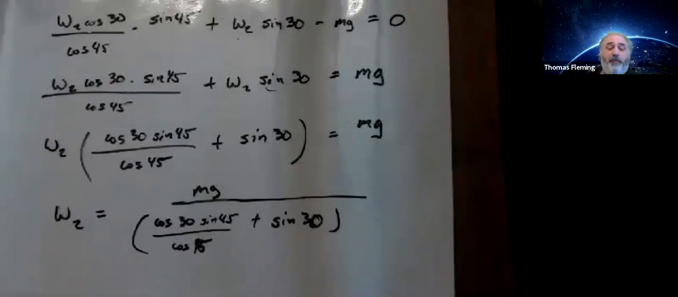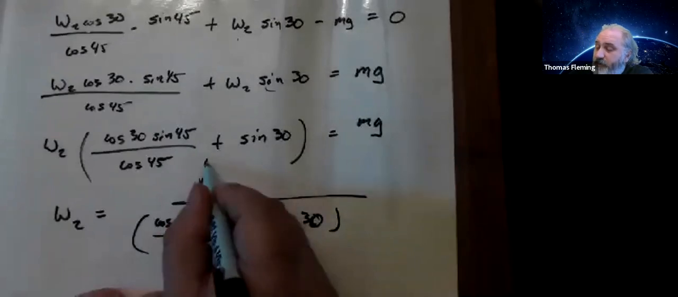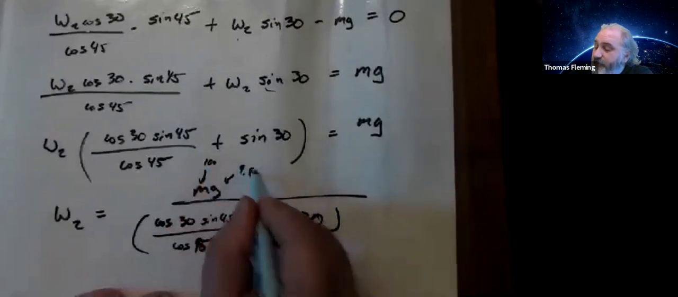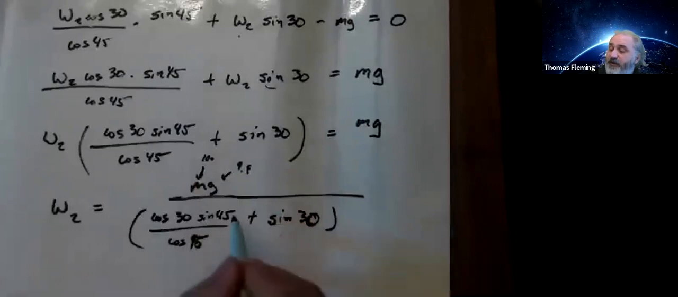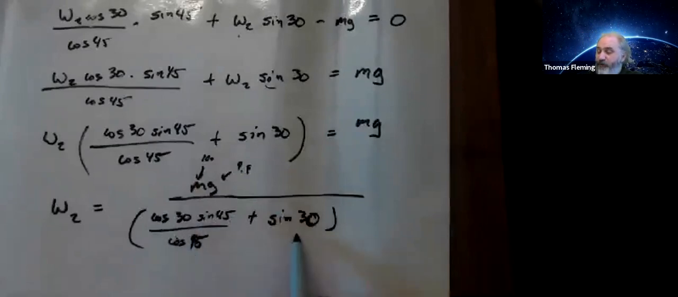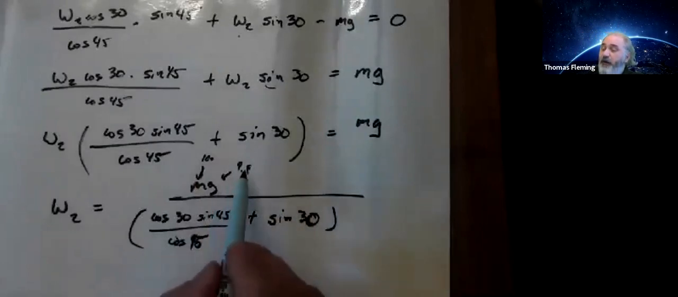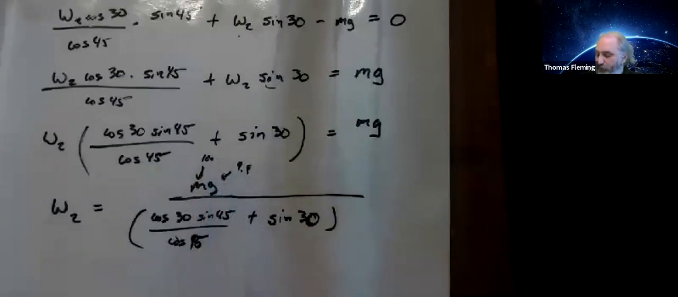And that is stuff that I can plug numbers in for. That's 100. That's 9.8. The sine of 45 over the cosine of 45 is the tangent of 45, which just happens to be 1. So it's 1 times the cosine of 30. Cosine of 30 is square root of 3 over 2, which is 0.866. The sine of 30 is a half, so plus 0.5. So this entire thing is 1.366. So it's 980 divided by 1.366.